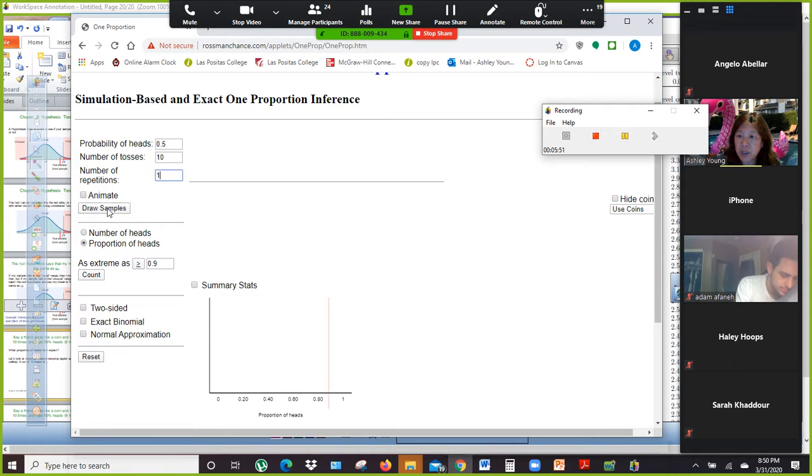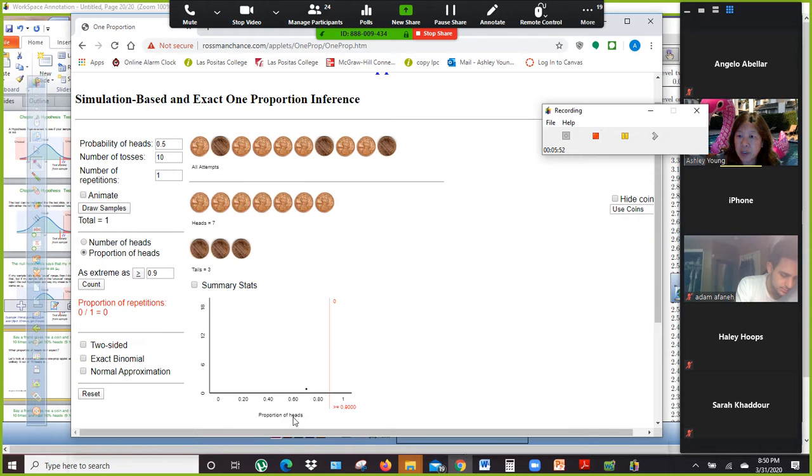I'm going to flip the coin 10 times and see how many heads I get. I got 7, so that's 70%. Flip 10 more coins. 50% of them were heads. Flip 10 more coins. So every one of these represents 10 flips of a coin and what proportion of heads we got.